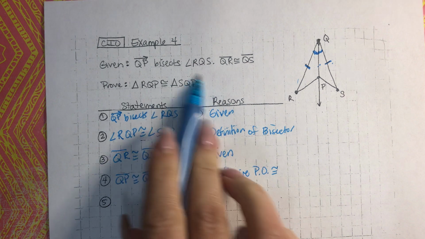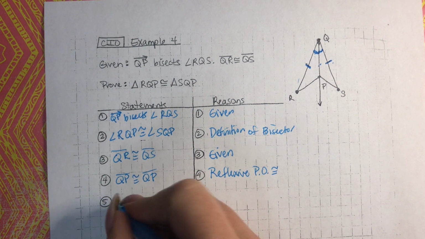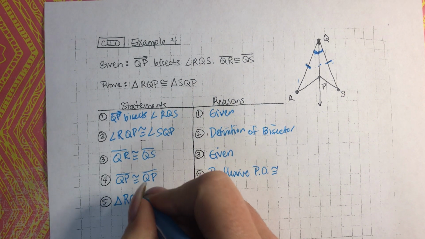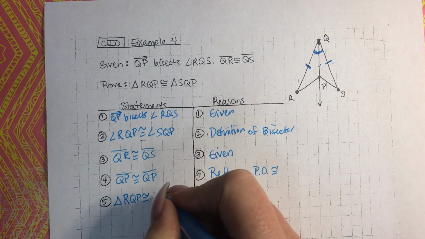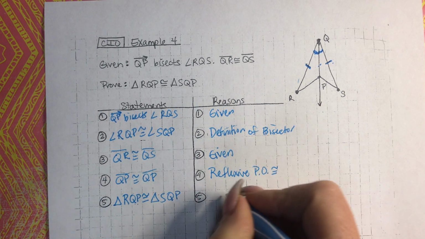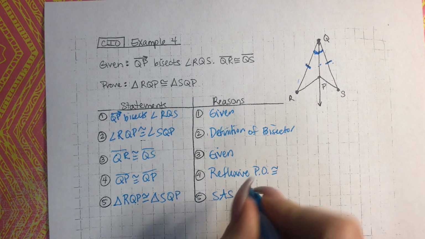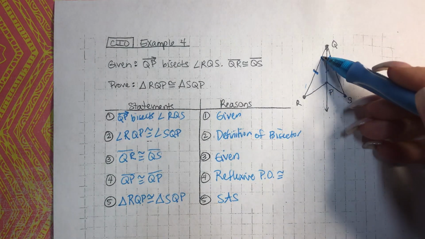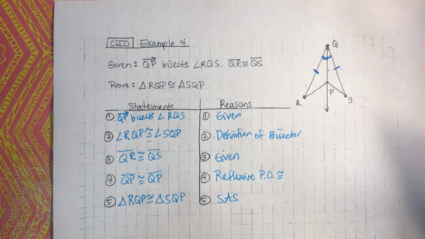And then lastly, we just write what we proved here. Triangle RQP is congruent to triangle SQP because it's sassy. Side angle side, side angle side, side angle side.